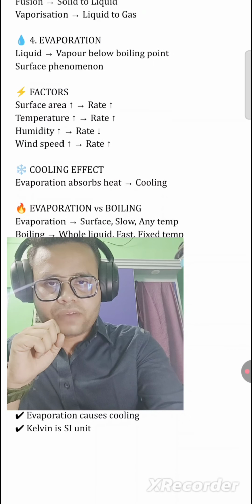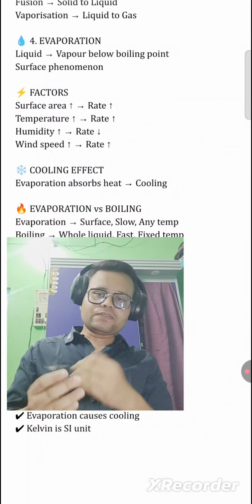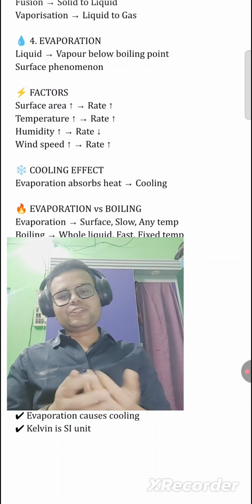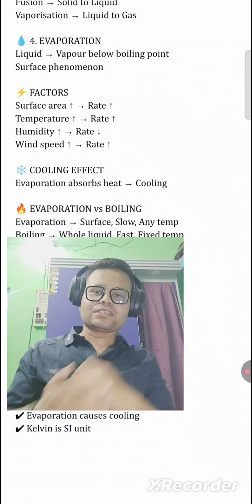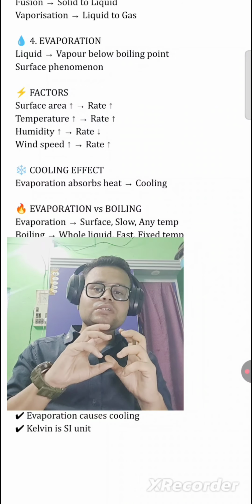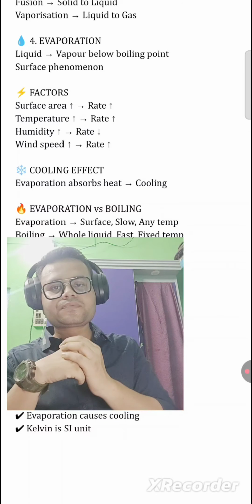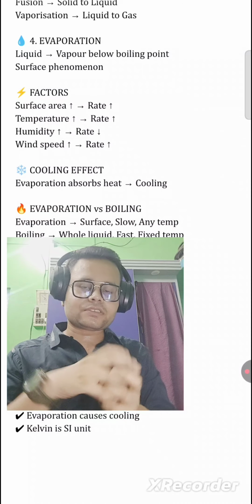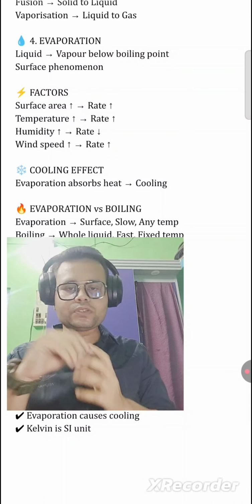Next, factors. If you're talking about the factors, there is surface area. If the surface area increases, the rate also increases. If the temperature increases, the rate also increases. If the humidity increases, the rate decreases. There is also wind speed: if the wind speed increases, the rate also increases.